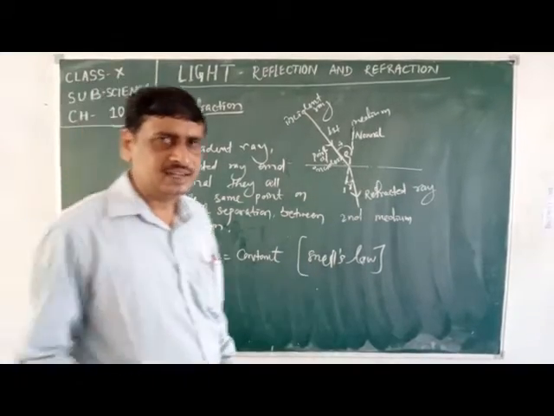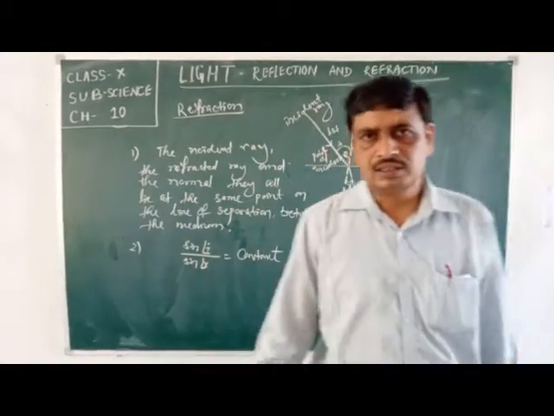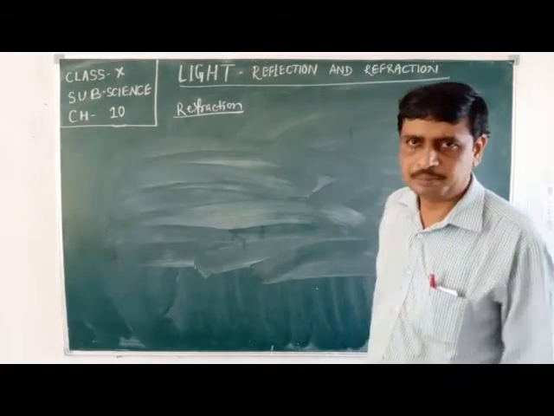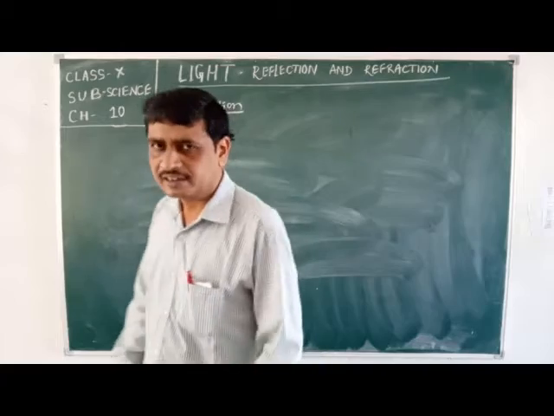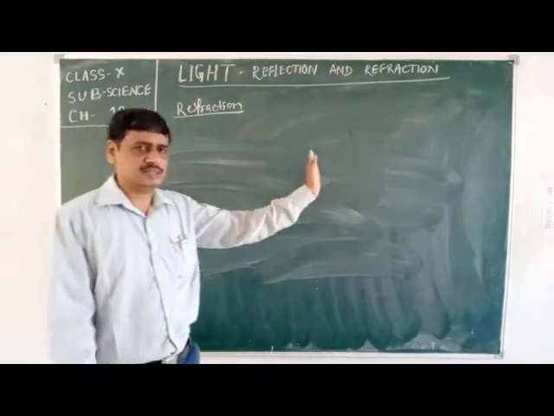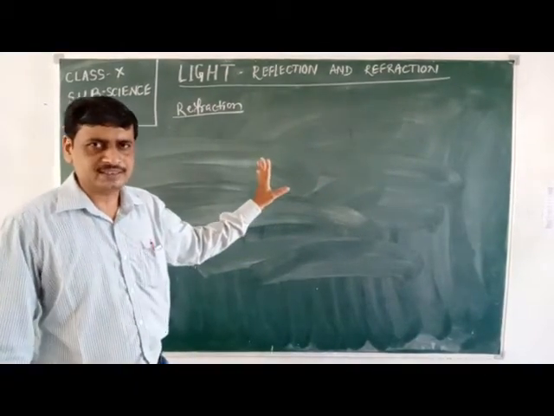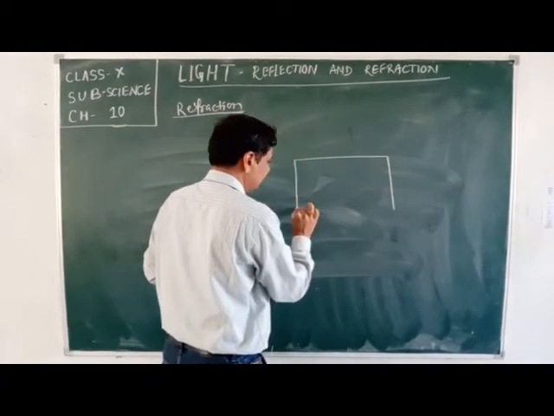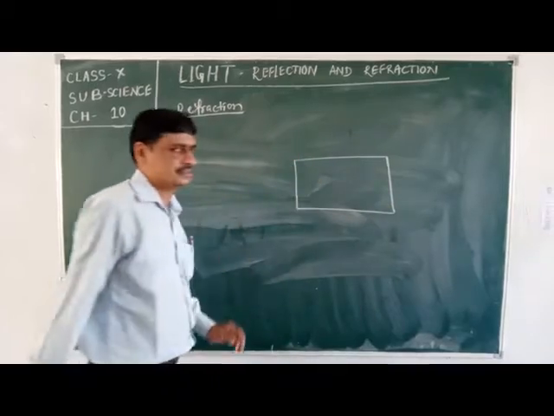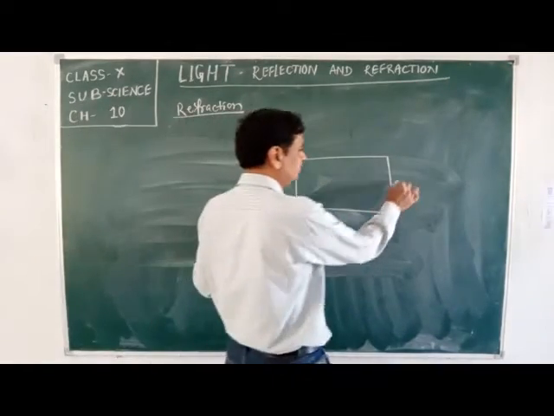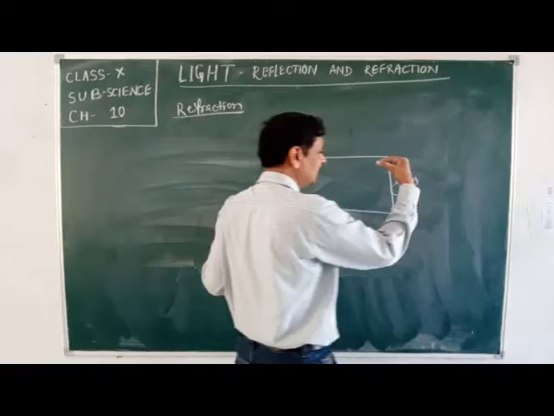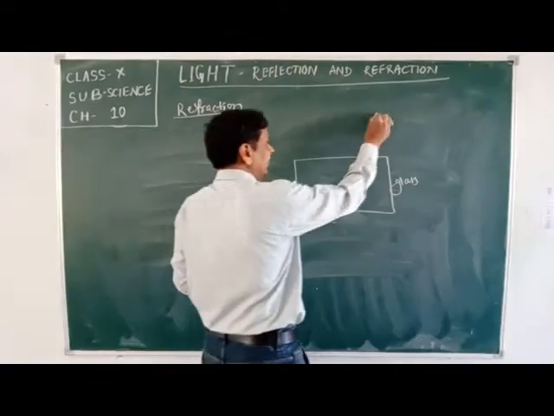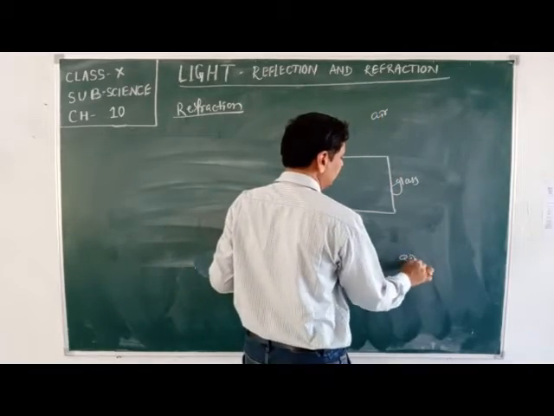Now we will discuss how the ray of light passes through a glass slab. How the refraction happens when a ray of light passes through a glass slab. Here a glass slab is there. That is the medium of glass. It is made up of glass, so the medium is considered as glass. It is air medium. This one also air medium.